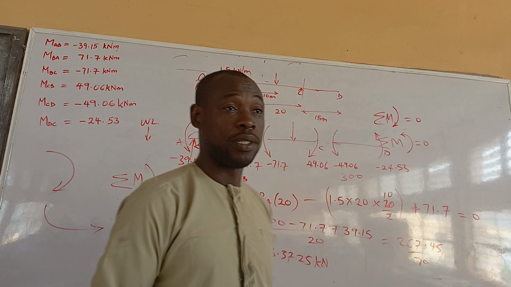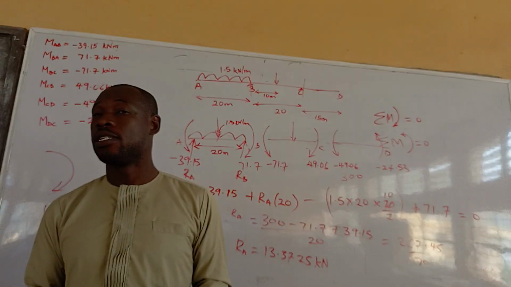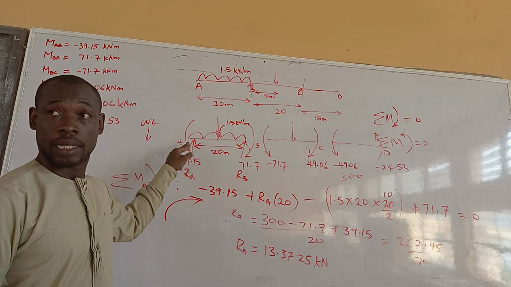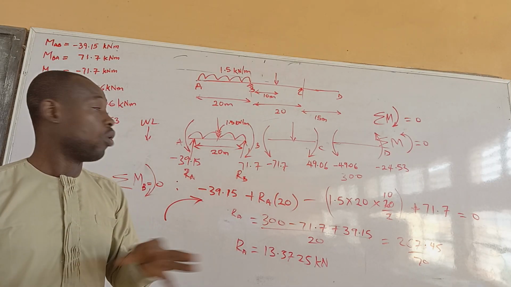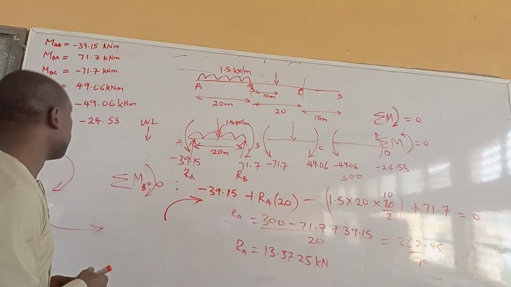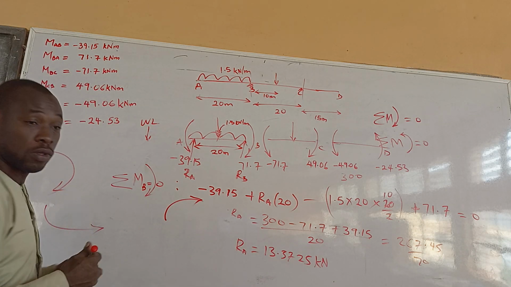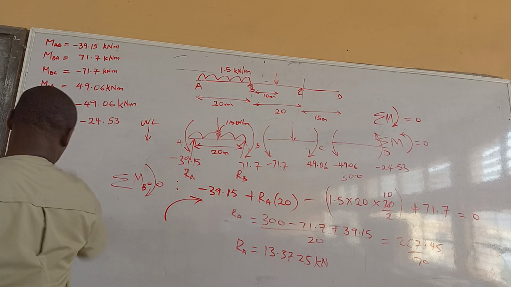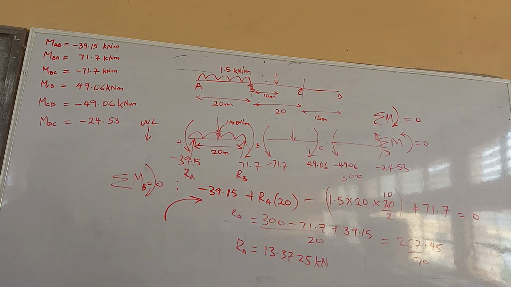What is our reaction at B? It is very easy to calculate the reaction at B. There are two methods of doing that. Either I take moment to this point and do the same procedure, or I use the summation of forces along the y-axis equal to 0. Let me go to the easiest part: let me sum my forces along the y-axis to be equal to 0.